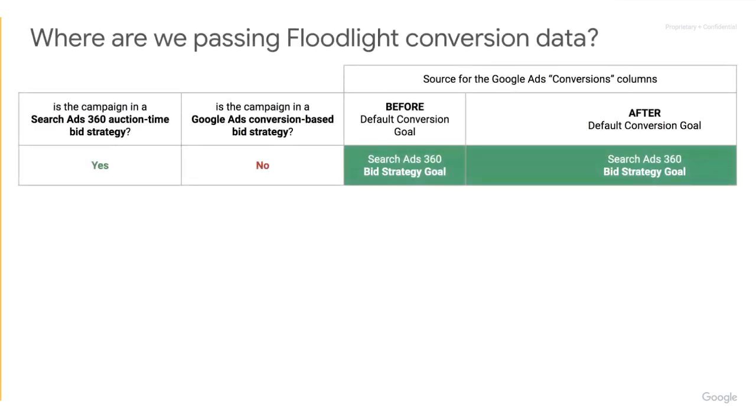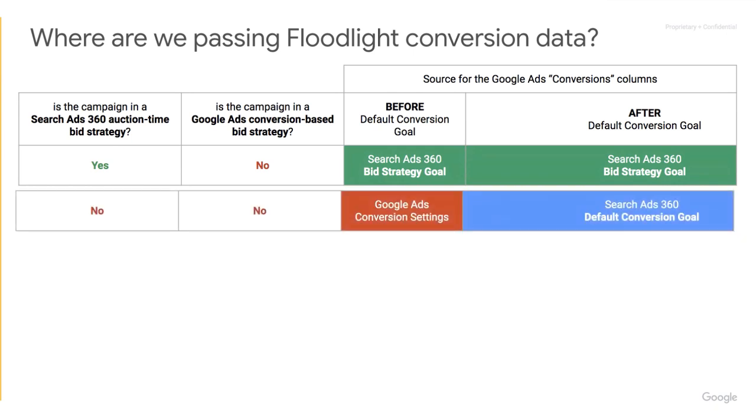Now, with the launch of default conversion goal, if a campaign is not included in a Search Ads 360 auction time bidding, and it's also not included in any Google Ads conversion based bid strategy, so you're possibly manually bidding on it, it'll start using default conversion goal in the Google Ads UI.